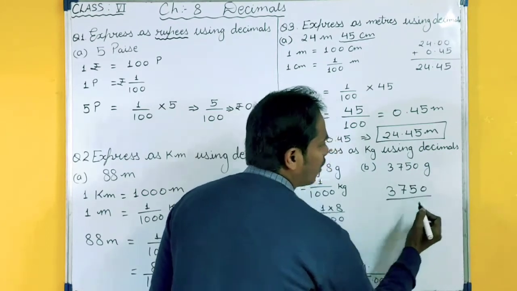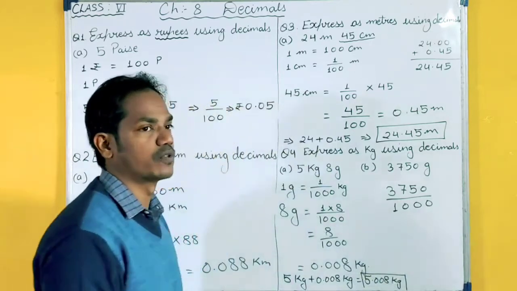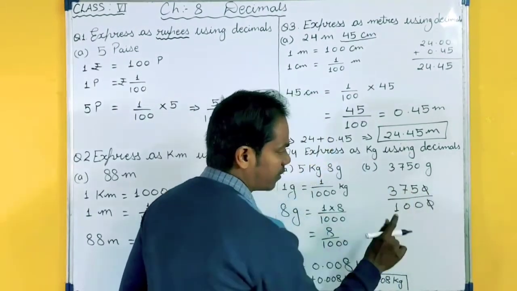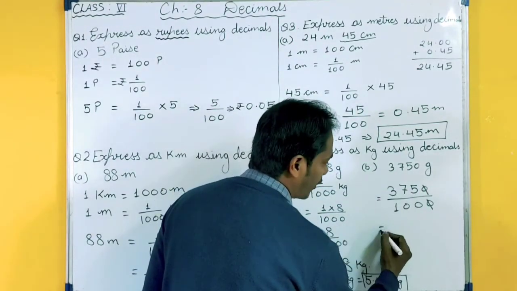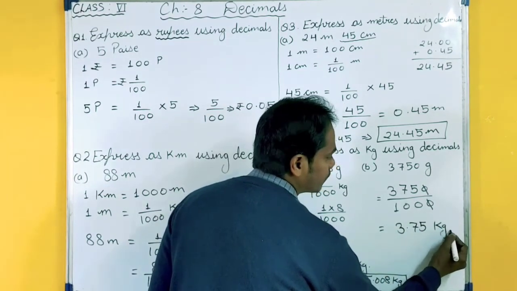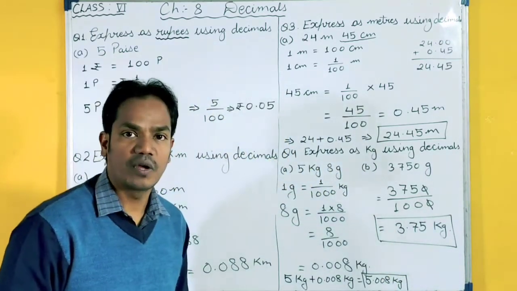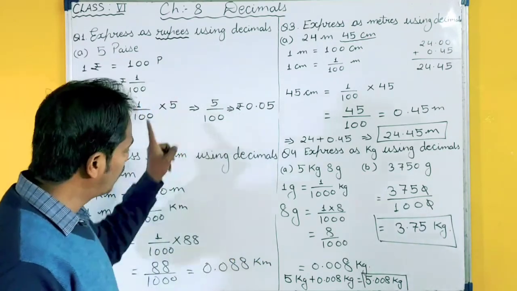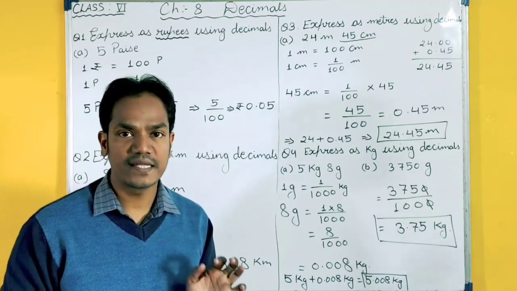3750, to convert it into kilogram I will divide it by 1000. 0 to 0 cut. Now 2 zeros are there, so I will count 2 values and mark the point. So 3.75 kg. This is your solution. Only you have to learn units and this method. Almost the method for all the questions is the same. Method is same.